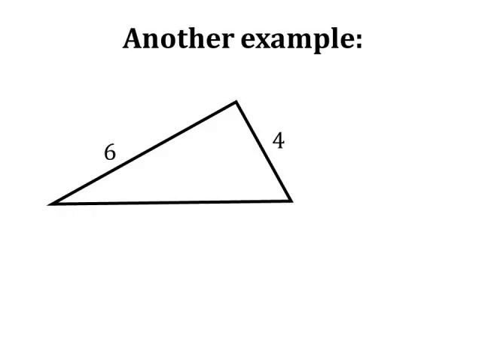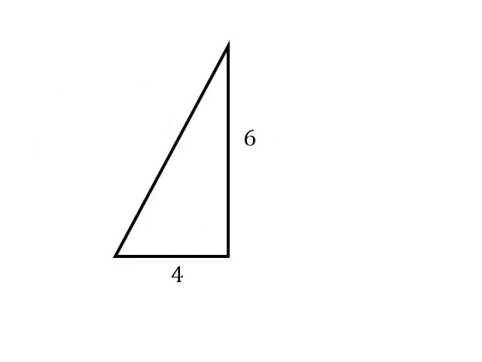Ito, nakakalito to. Wala kayong makikitang vertical, pero dalawang values yung given. Kapag ganito yung case, iikot nyo yung triangle hanggang makakita kayo ng base tsaka height. O ayan, naikot ko na. This triangle now has a base of 4 and a height of 6.